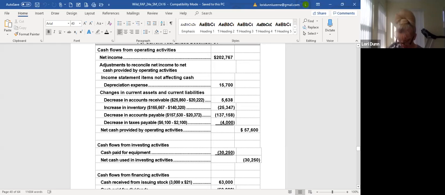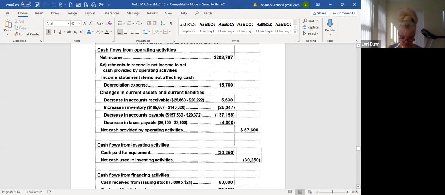The final account we have to look at is retained earnings. Retained earnings goes from a $32,450 balance to a $175,217 balance. Why did it change? Well, first of all, definitely the net income of the company increases retained earnings from the beginning of the year to the end of the year.